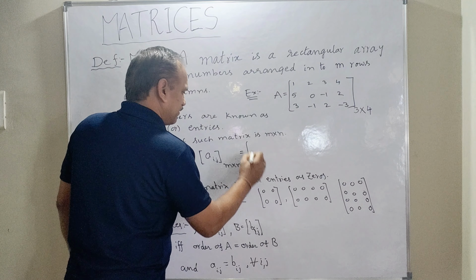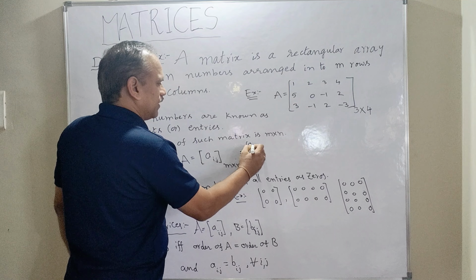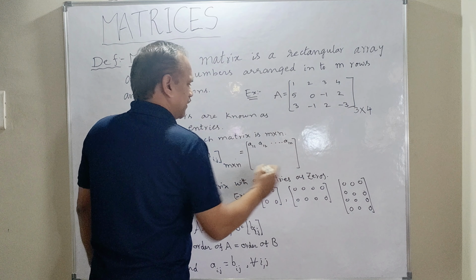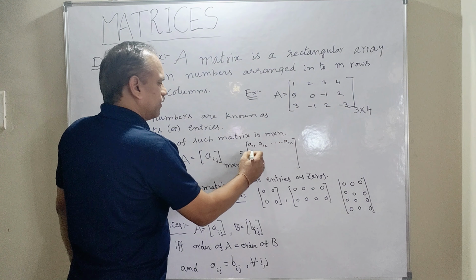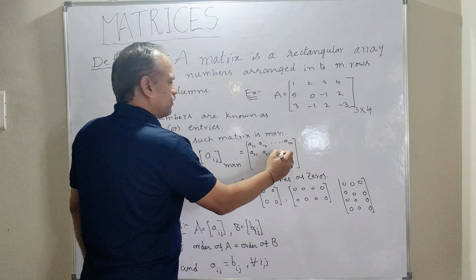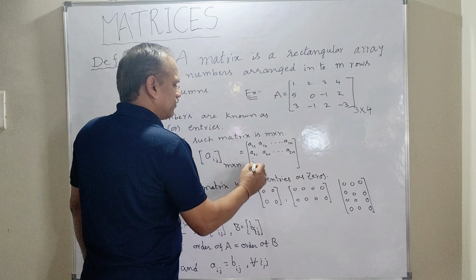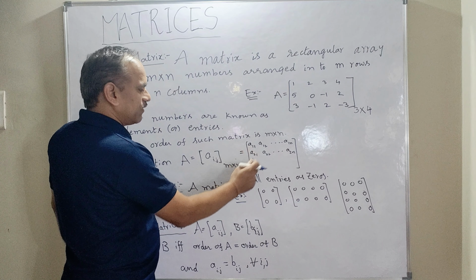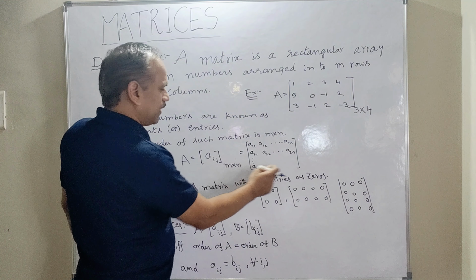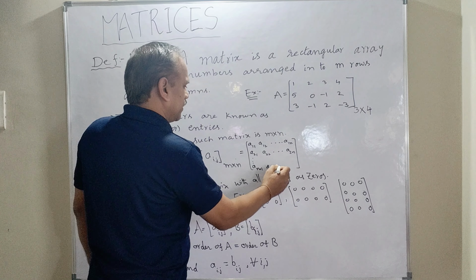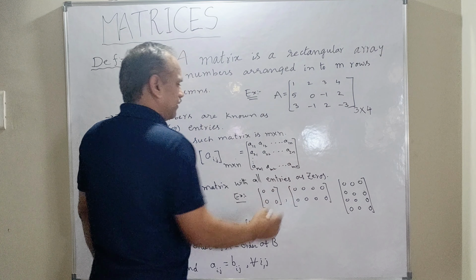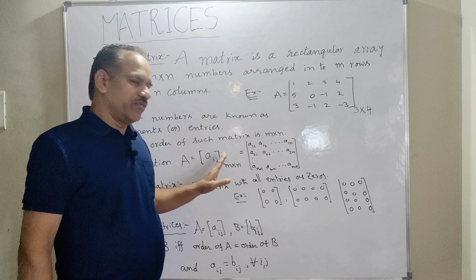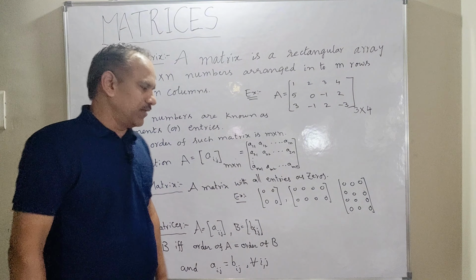So you can expand this. There are m rows. So A11, A12 and so on, A1n, because there are n columns. A21, A22 and so on, A2n, and so on, Am1. M rows are there, so the last row must be the mth row: Am2 and so on, Amn. So this is the general form of a matrix of order m by n.